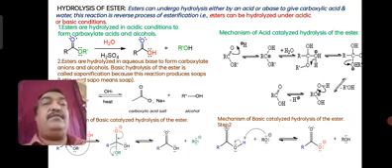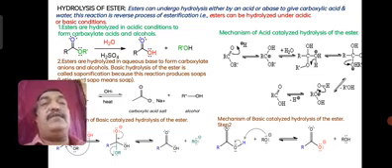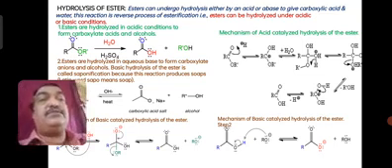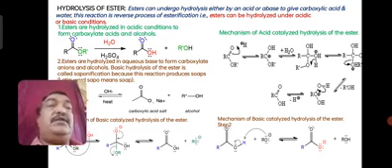Whatever ester is formed is subjected to hydrolysis in presence of dilute sulfuric acid. So whereby you will get RCOOH, carboxylic acid, and alcohol. So ester on hydrolysis gives carboxylic acid and alcohol. So this is the general way of representing hydrolysis. And this hydrolysis can be carried out in two ways. One is in presence of acid, another in presence of base. Okay, so there are two ways of hydrolysis.